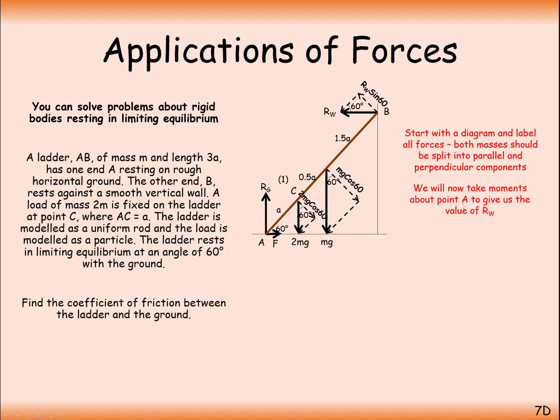So let's take our moments about point A to give us a value of Rw. So moments from A. So this is just breaking it up. So we can see that's length A. This is clockwise. So that's A times 2mg cos 60. And that's our clockwise, and we've just cleaned that up a bit.